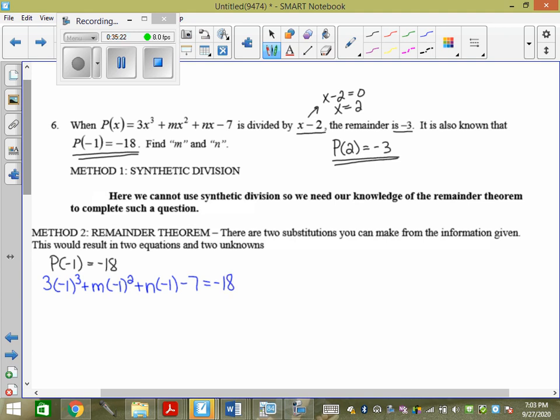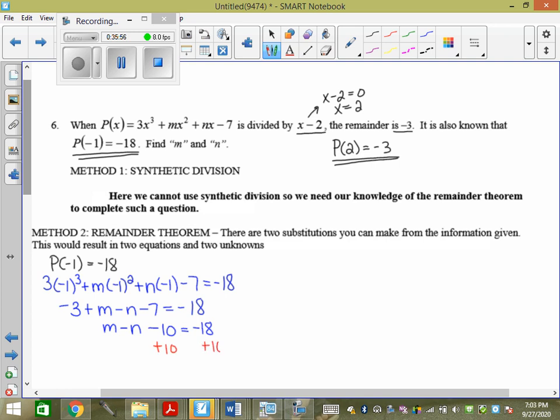Now I'm going to solve. Well, solve is loosely, because I'm not actually going to find out what they equal right now. I'm going to do some math. So negative 1 cubed is negative 1 times 3 is negative 3, plus negative 1 squared is 1 times m is m. Negative 1 times n is negative n, minus 7 equals negative 18. Now I'm going to get everything together that's not the m and the n, because I'm going to collect like terms. Negative 3 minus 7 is negative 10, so I'm going to go m minus n minus 10 equals negative 18. And then I'm going to add 10.